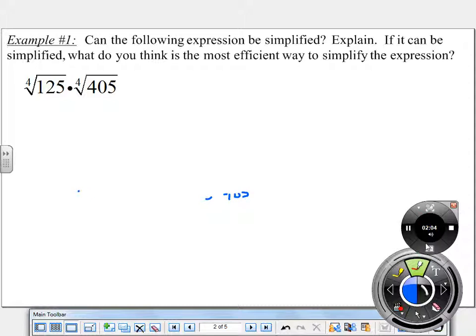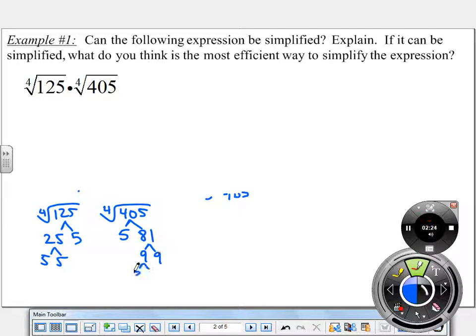Okay, so one way to do this is take the numbers as they stand right now, and factor them. So this is like 25 times 5. And this is like 5 times 81. Okay, then I can see there's a 3 to the 4th power contained in this result and a 5 to the 4th power. Okay? How many people did it this way? All right. How many people multiplied the 2 numbers together first and then started breaking it down?